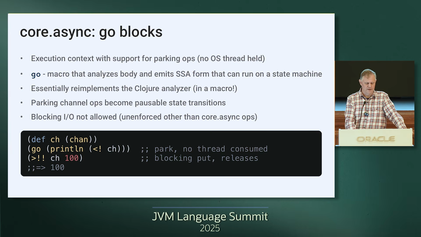So in this example below, you see that line where we have the Go block. The body of that Go block is taking from a channel and printing. That code is getting translated into SSA form and run on a thread executor.